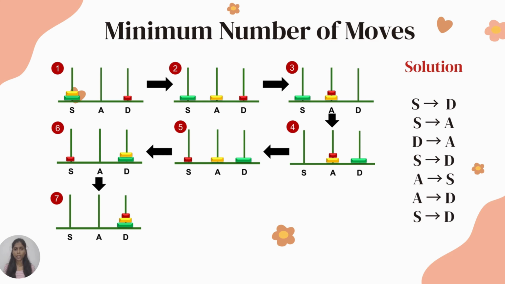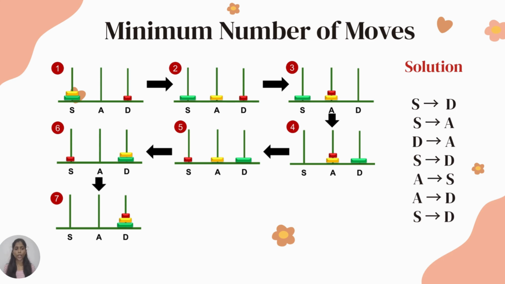You can see the 3 pegs labeled as S for source, A for auxiliary, and D for destination. In step 1, we move the smallest red disk from S to D. In step 2, we move the yellow disk from S to A. Then in step 3, the red disk goes from D to A on the top of the yellow one. Step 4 is the big move. The green disk goes from S to D.